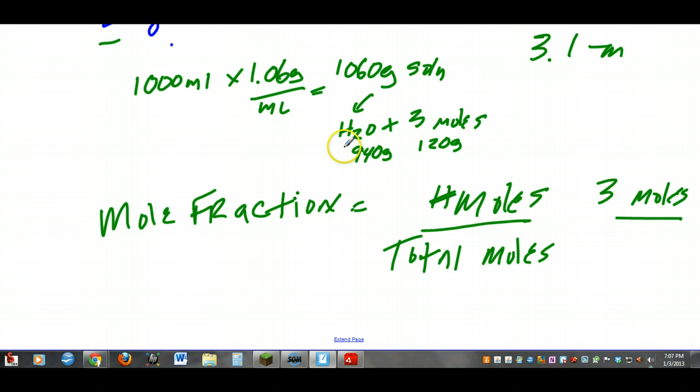How do you find the total moles? Well, you have 940 grams of water, so let's divide this by 18, and that'll tell you the number of moles of water. We know there's 3 moles of sodium hydroxide. So 940 divided by 18 is 55.2 moles. So our total moles would be 55.2 plus 3, so it's 58.2. I think that's a wrong number, but you get the drift.